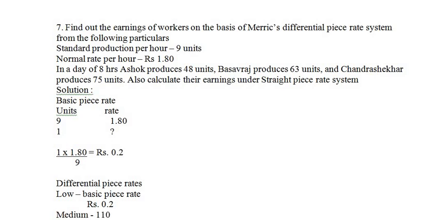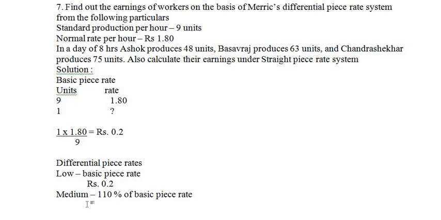Next we need to calculate medium piece rate. Medium piece rate is 110% of basic piece rate. So here 110 divided by 100 into rupees 0.2. Calculate. You will get rupees 0.22. Hope everybody is understanding.